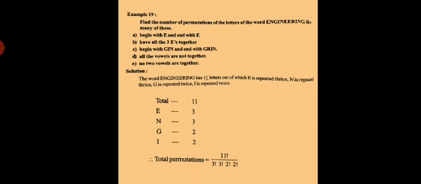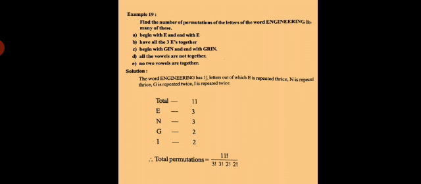From this we can write the total permutations as n factorial upon x factorial, y factorial, z factorial, w factorial. The number of repeated terms will come in the denominator, that is 11 factorial upon 3 factorial, 3 factorial, 2 factorial into 2 factorial. So this is the main answer for the word engineering.